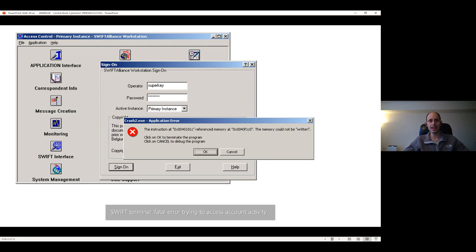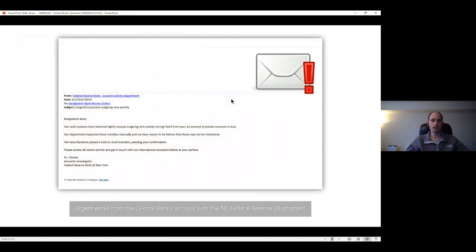So Bin Huda decides to scan the accounting department's inbox. Maybe in that inbox, there is some notification about a known service disruption with Swift. So he goes back to the office, and lo and behold, there is a message awaiting from the Federal Reserve, and it's been sitting there for about a day. And it says something like, our audit systems have detected highly unusual wire activity. We have therefore placed a hold on most transfers. Get in touch with our accounts hotline.